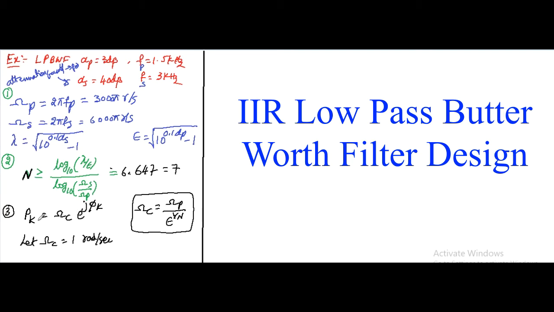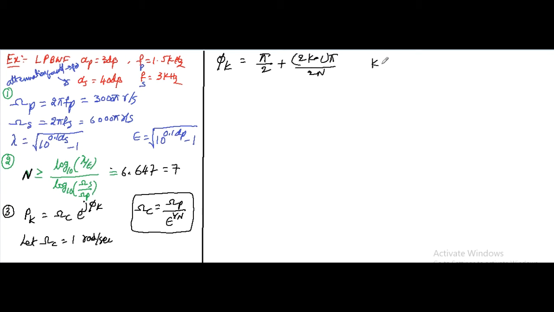Now use this formula, then find out the poles. First of all, I want to find the angle here, phi k. To find phi k, another standard formula is used from the Butterworth filters, that is pi by 2 plus (2k minus 1) pi by 2n. Here the k value starts from 1 and goes up to n.